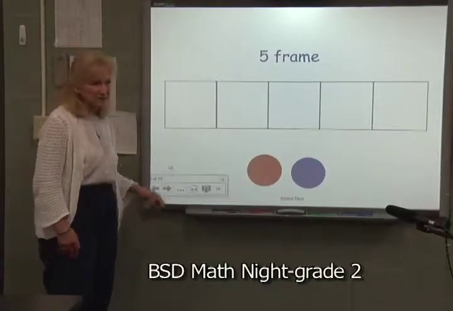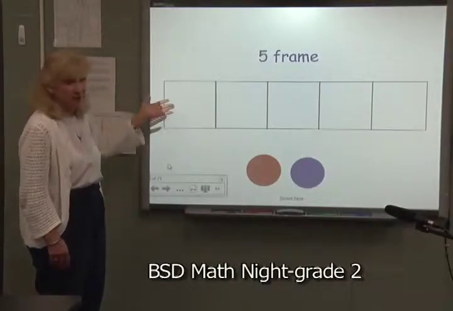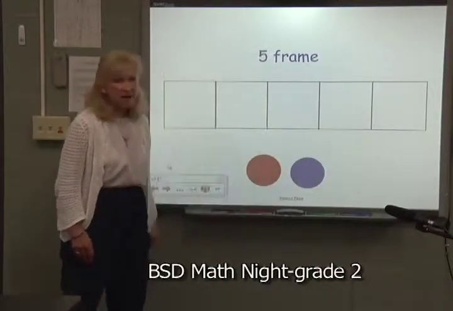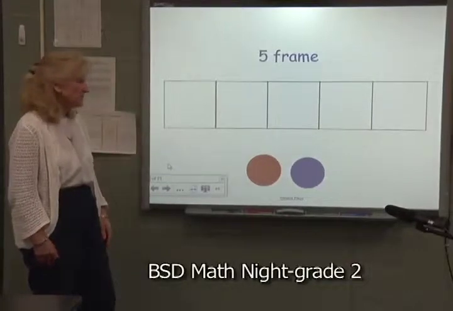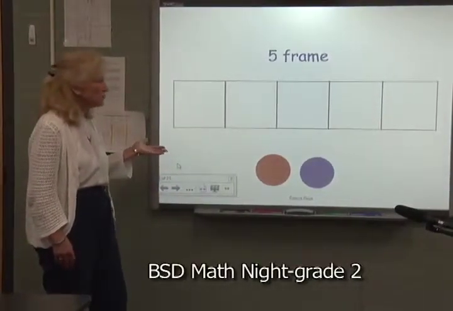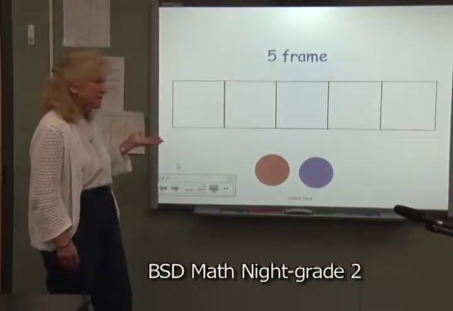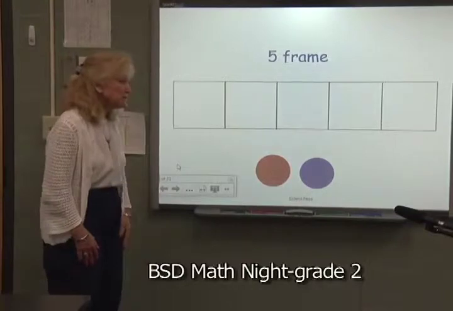One of the earliest thinking strategies for kindergarten is the 5 frame. I call it a 5 frame because it has 5 separate sections, 5 separate squares. A 5 frame we can use to model what? 3 and 2 more, how they make 5. Sally, do you want to show us that?